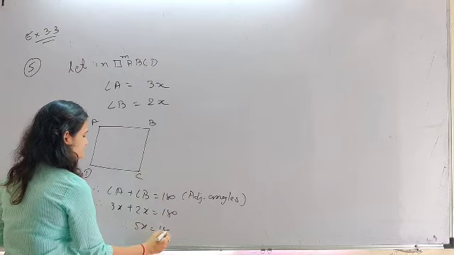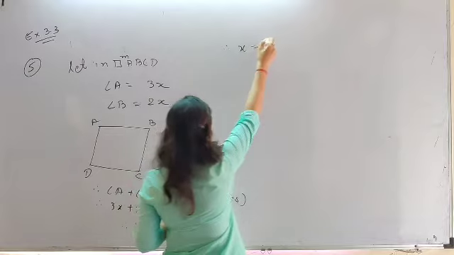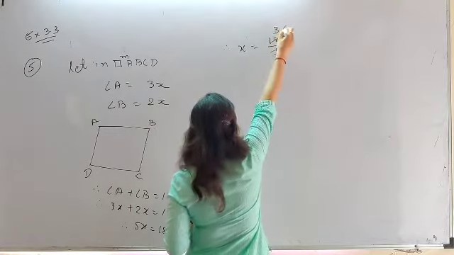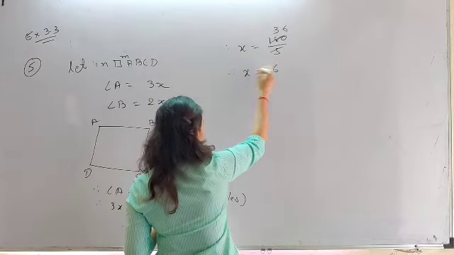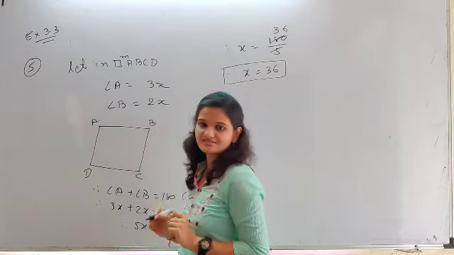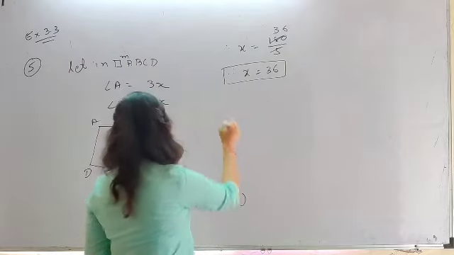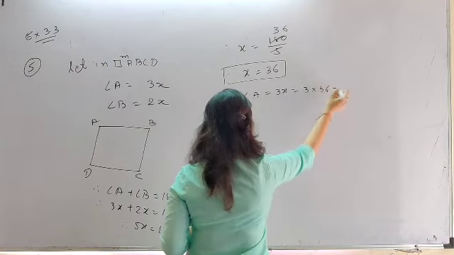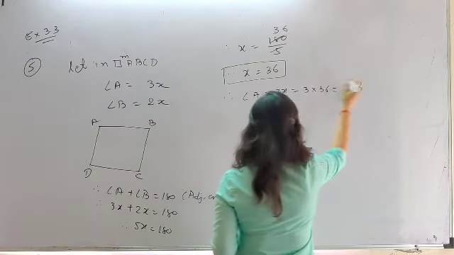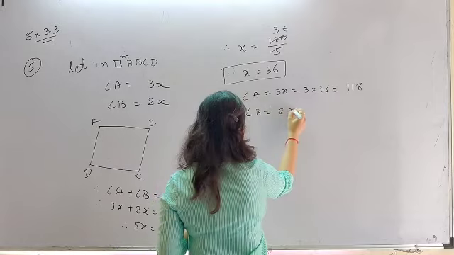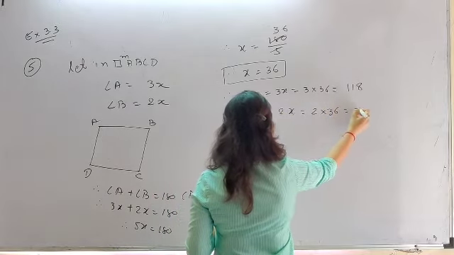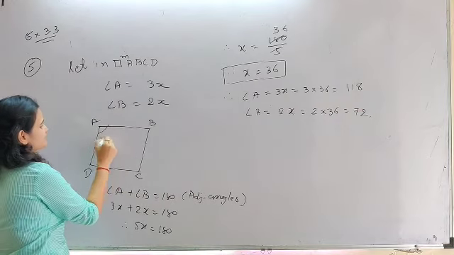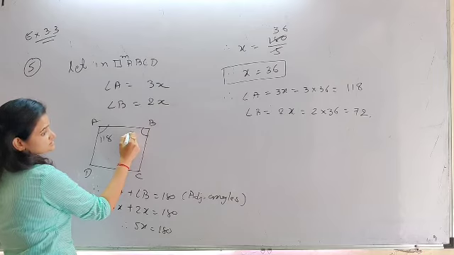So 5x is equal to 180. That means x will be 180 upon 5. 5 3s are 15, 5 6s are 30. x's value is 36, not an angle's value. So angle A is equal to 3x. 3 into 36 is equal to 108 and angle B is equal to 2x. 2 into 36 is equal to 72. Now angle A is equal to 108. Angle B is equal to 72.